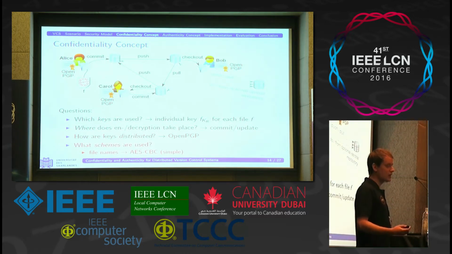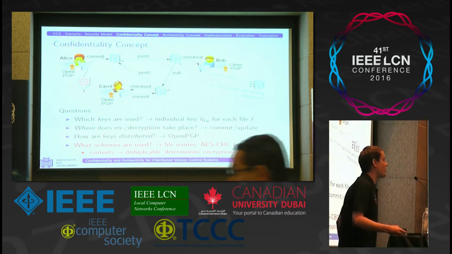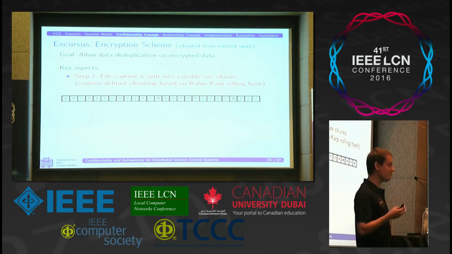Now, regarding the encryption scheme, we simply encrypt file names using a standard encryption scheme. So we use a randomized encryption scheme, AES-CBC in this case. Regarding the file contents, they tend to be much longer and therefore qualify for the version control system's data deduplication mechanisms. For that reason, we do not use randomized encryption for that, but instead use a specialized encryption scheme that allows for data deduplication. This scheme is adopted from prior work, which focused on the centralized version control system. So I'll only sketch its key aspects at this point to show how it works.